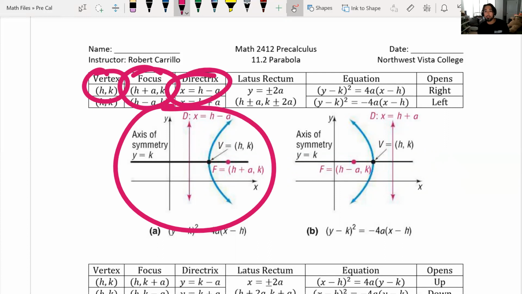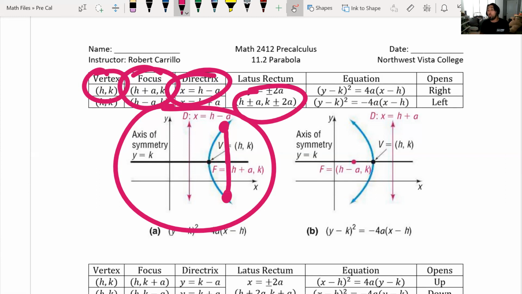Your latus rectum, since it opens to the right, will now be a point above the focus and a point below the focus. That's why it says y plus or minus 2a, because whatever the y value of your focus is, you're going to go up 2a and you're going to go down 2a. These formulas look really complicated, but trust me, it's actually really simple, okay? Because look at how I put these points: h plus or minus a and k plus or minus 2a. When we get there, it's easier.